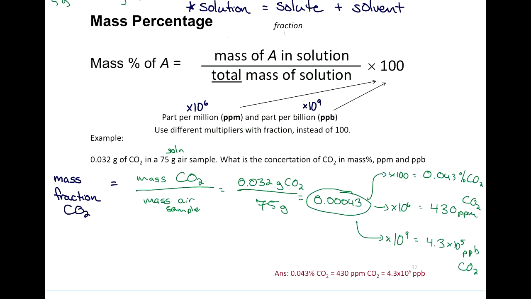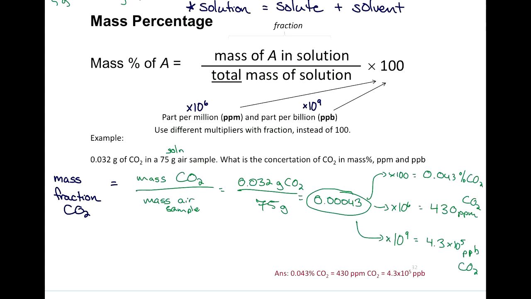Parts per, which one? Million, yeah, parts per million, a 400 number. That's an easy number to read and make comparisons with if we're looking at a lot of different air samples. If we're looking at really small numbers or really large numbers, they're not as nice to look at. So if we were studying CO2 concentration in air, parts per million would probably be the best way to report that information. All right, so that is mass percentage.